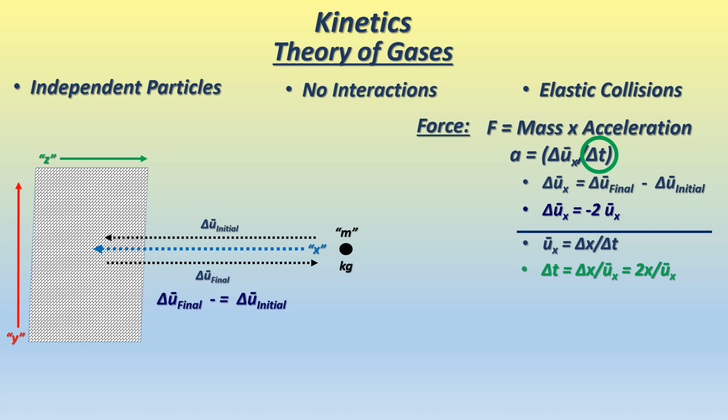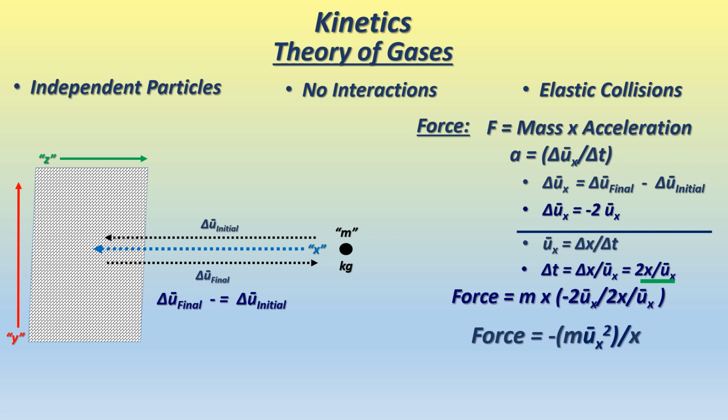So I put these things together and I get a force equal to the mass times the change in velocity with the change in time, with the change in velocity being minus 2 times the initial velocity, the change in time being 2x over that velocity, or the force equal to minus the mass times the velocity squared divided by the distance.